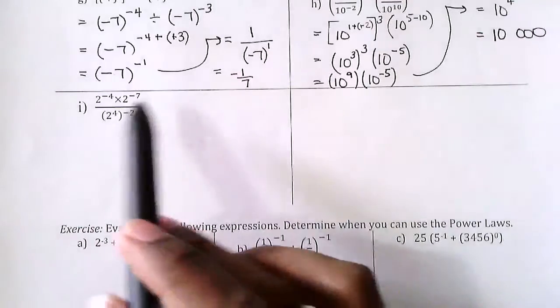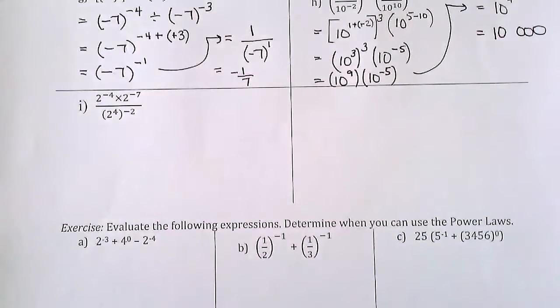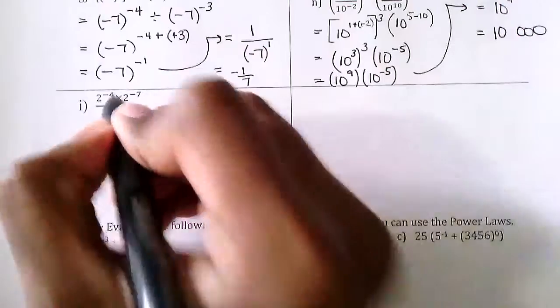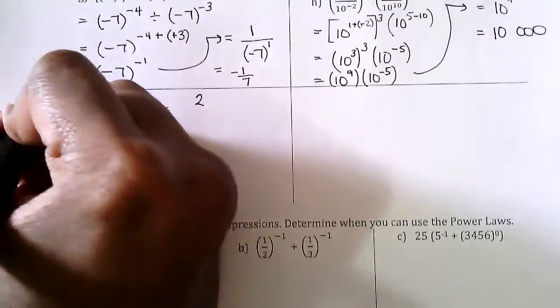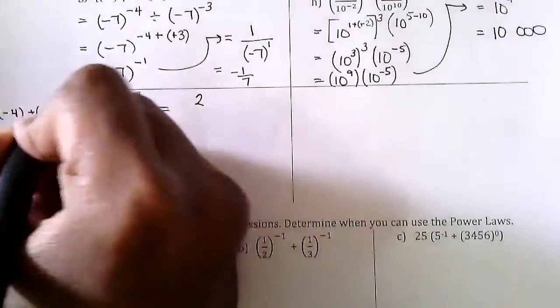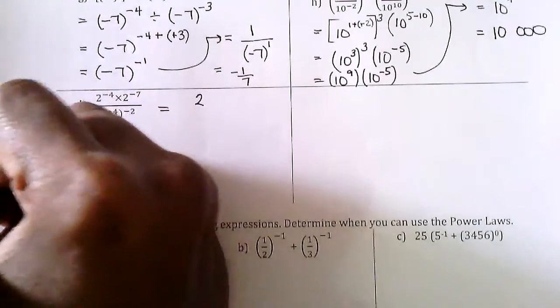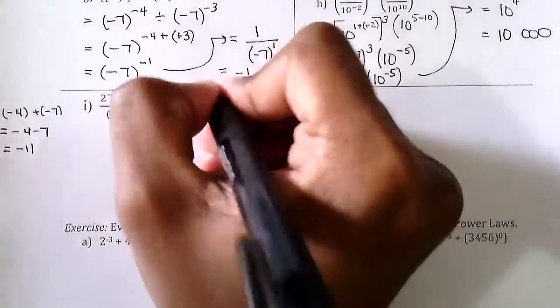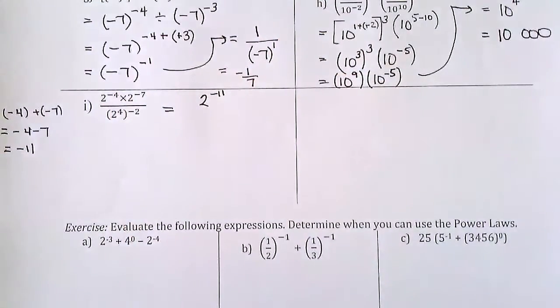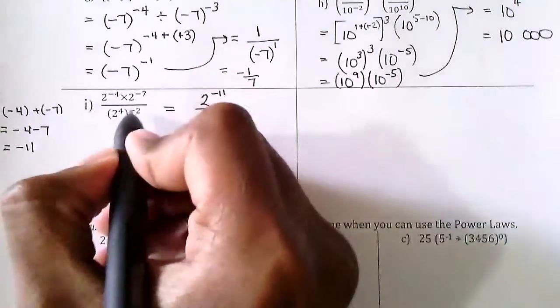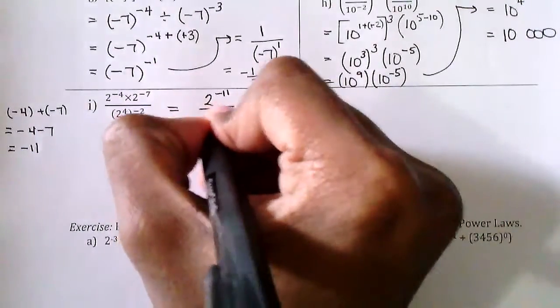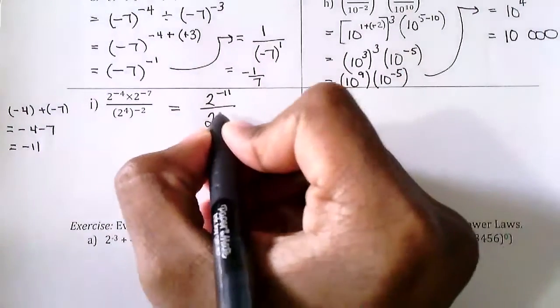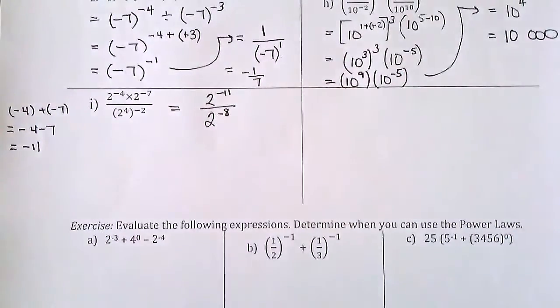The next example here, we did something similar yesterday. So at the top, we have a multiplication of powers. So I'm going to copy the base and add the exponents. So -4 plus -7 is the same thing as saying -4, -7, which is -11. So I have -11 at the top. In the bottom, I have a power being raised to an exponent, so 2 to the 4 being raised to -2. So I copy the base and multiply the exponents. 4 times -2 is -8.